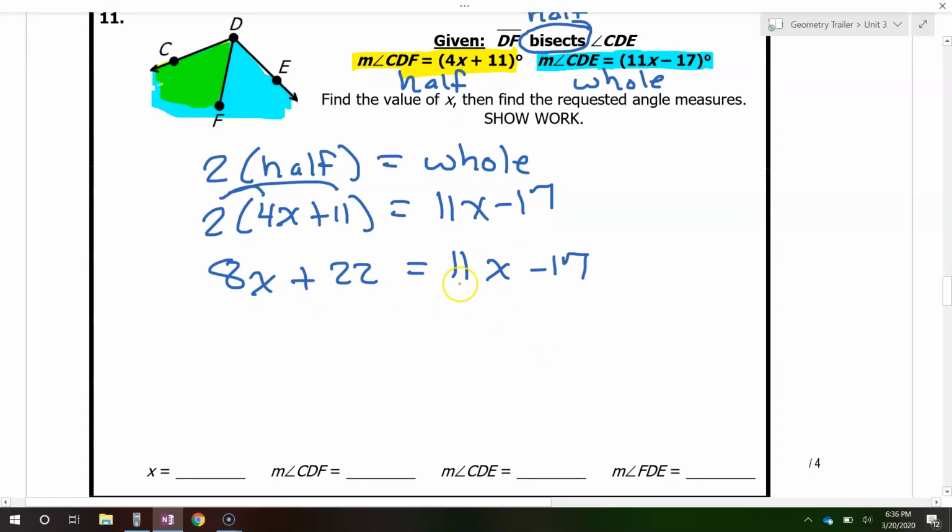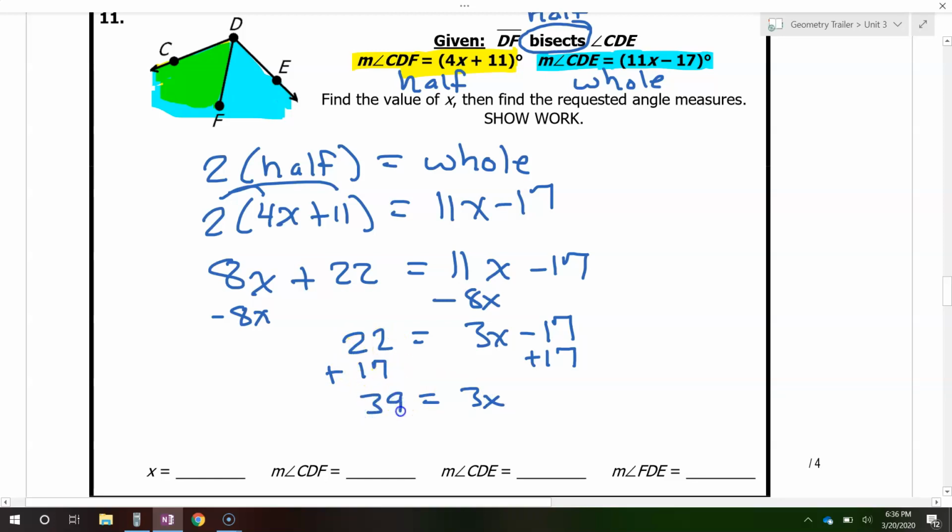Now I see the variable on both sides, so I think I will subtract 8x from both sides. That will leave me with 22 is equal to 3x minus 17. Then when we add 17 to both sides, that will give me 3x is equal to, let's see, 39. And finally, I will have to divide both sides by 3. This will give me x is equal to 13.